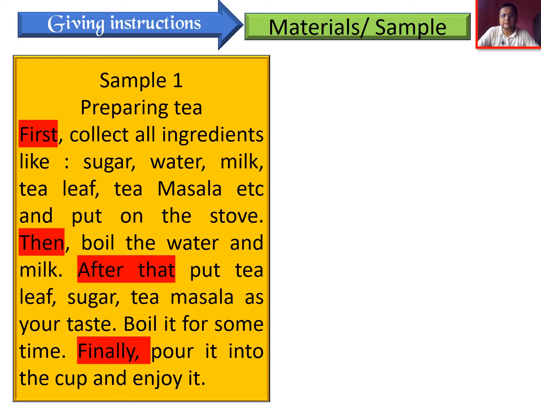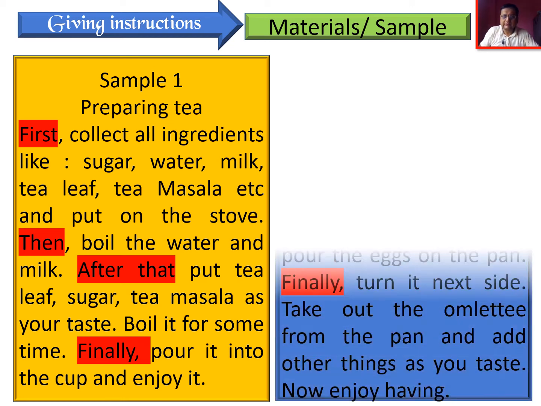Then connects the first and second instructions: then boil the water and milk. Again there is after that, connecting the second and third instructions. After that, put tea leaves, sugar, tea masala as per your taste. Boil it for some time. Finally, pour it into a cup and enjoy it. So you have to use first, then, after that, finally, to connect each instruction with the next instruction. Now look at the next example also.